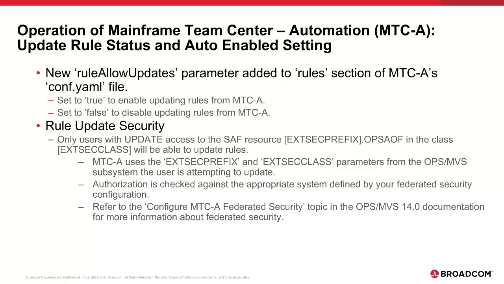MTC-A uses the extSecPrefix and extSecClass parameters from the Ops MVS subsystem the user is attempting to update. The default for the SAF resource extSecPrefix is ops$MVS. The default for the SAF resource class extSecClass depends upon which security software you are running. The default setting for RACF is Facility. The default setting for ACF2 is FAC. The default setting for Top Secret is IBMFAC.